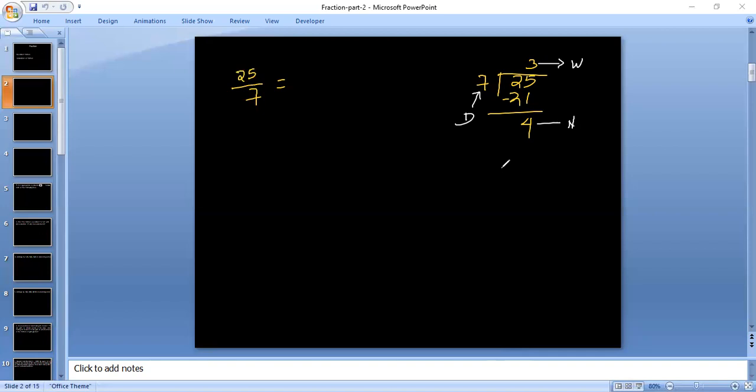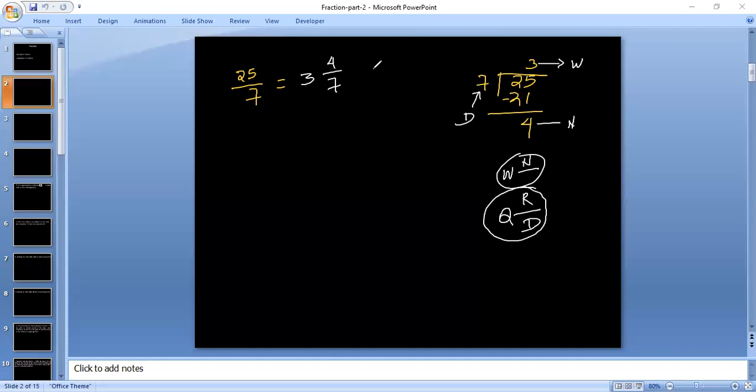So generally, what should we do to convert an improper fraction to a mixed fraction? We write quotient, then remainder by denominator, in the division format. So what should you write? 3 whole 4/7. It is the mixed fraction of the improper fraction 25/7.